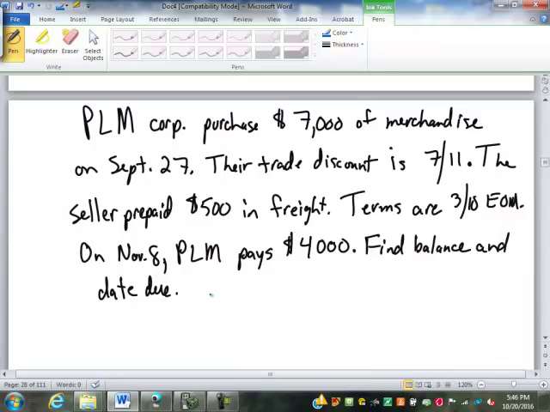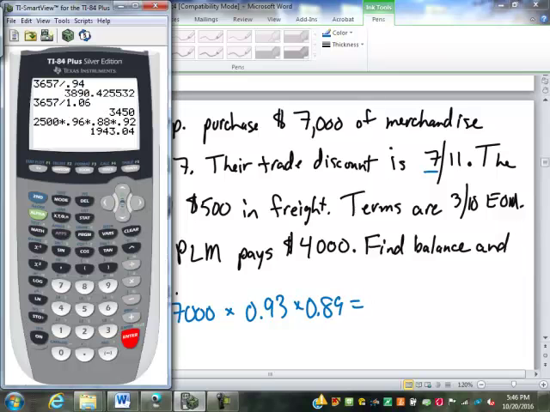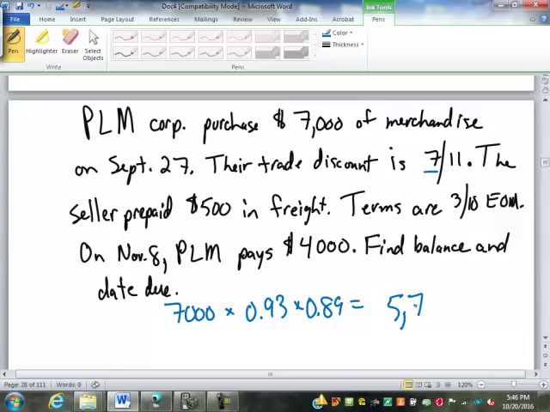Where do we start? So 7,000 times, what's my first one? 0.93 times 0.89. Should give us 5,793.90. So that's what goes on our invoice. What do we do from there?